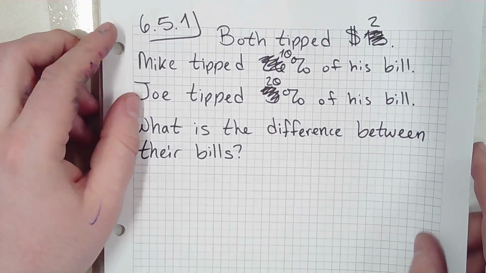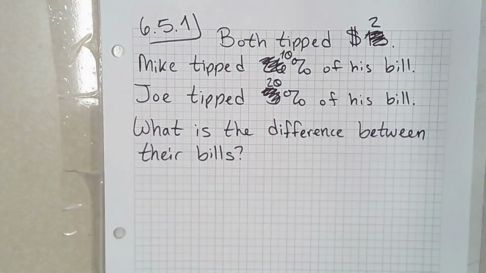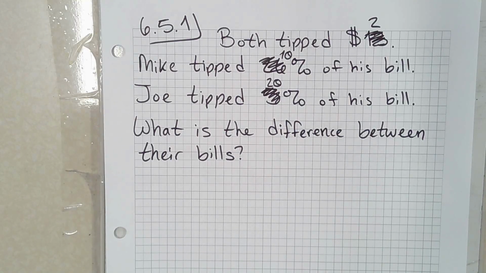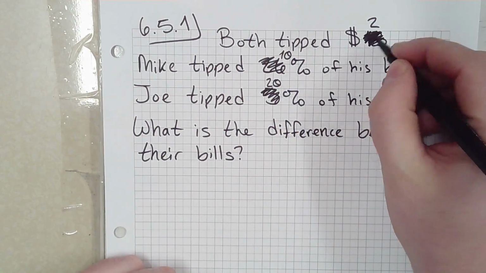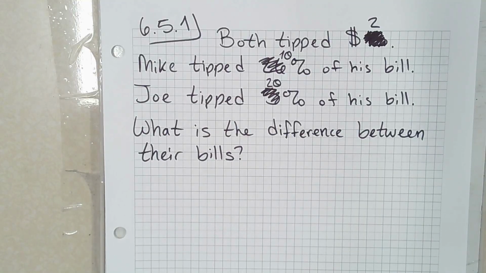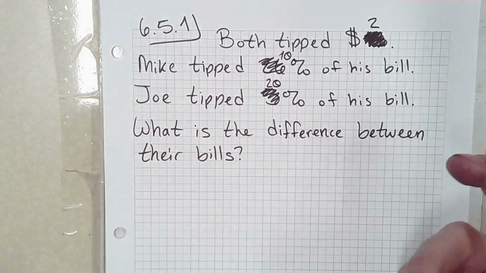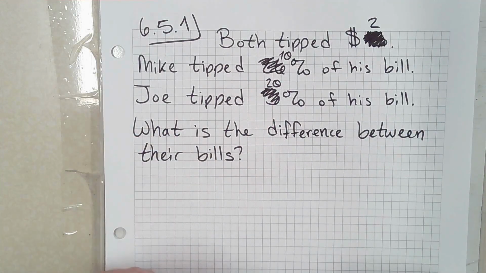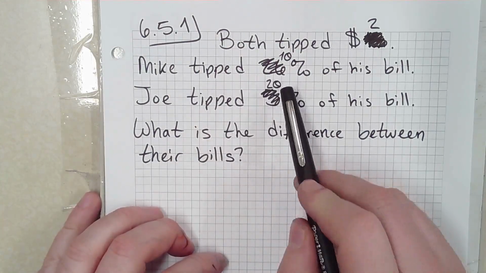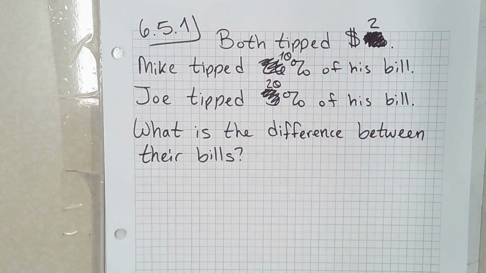Next one, 651. We got 2 guys going out to eat. They both tipped $2, which is not a very good tip, regardless of how much money you spent. But apparently, Mike tipped 10% of his bill. I crossed all these out because I was actually writing the ones from the quizzes on accident, but I want to give you the ones from the homework. Mike tipped 10% of his bill. So 10% of his bill was $2, okay?